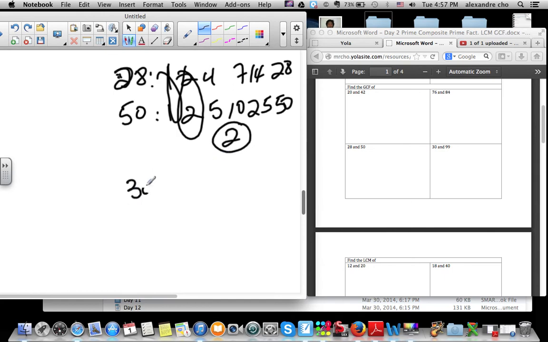30 and 99. Okay, big numbers. I am going to do the slide. 2 doesn't go into both, but 3 does. 3 goes into 30 10 times. 3 goes into 99 33 times. And GCF is easy because it's the number here on the side. So the GCF is 3.